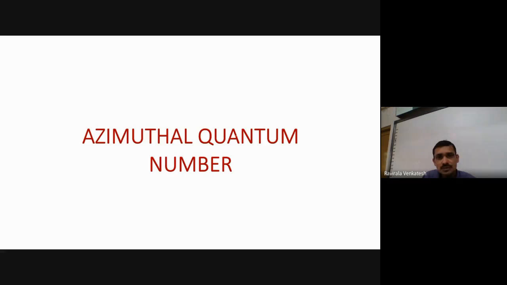Next we'll see the azimuthal quantum number. This is the second type of quantum number, the azimuthal quantum number. Principal quantum number is the first one. Azimuthal quantum number is the second one. Let me see what this azimuthal quantum number is.